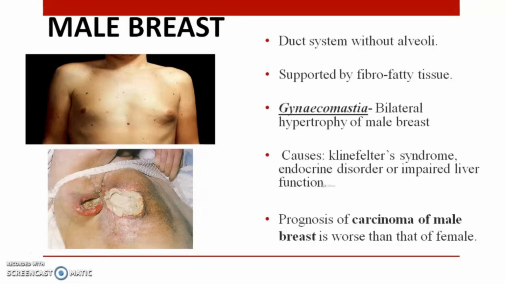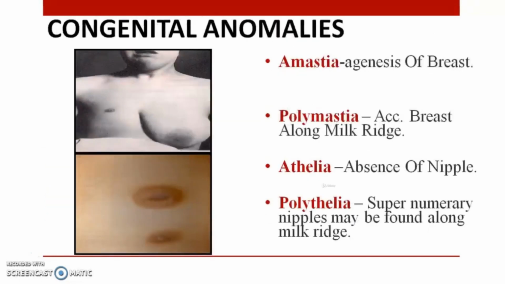Sometimes we will be having carcinoma in males also, but the case will be very severe compared to female carcinoma. The prognosis of carcinoma of the male breast is worse than that of female carcinomas. And other congenital anomalies related to this mammary gland are amastia. Amastia indicates agenesis of the breast. So the breast will not be present. That condition we will call as amastia.